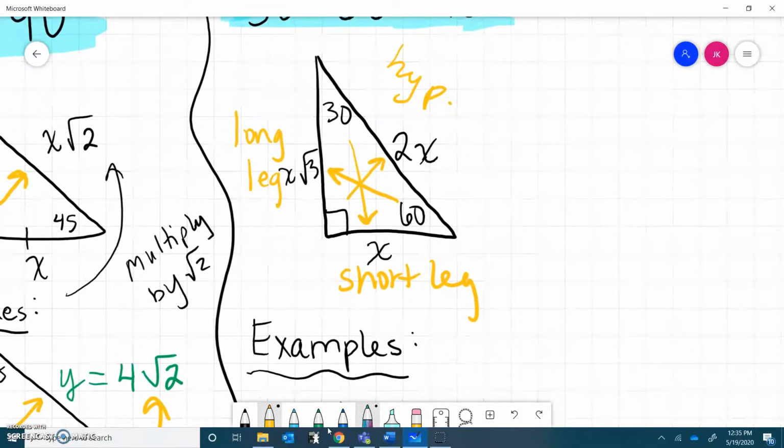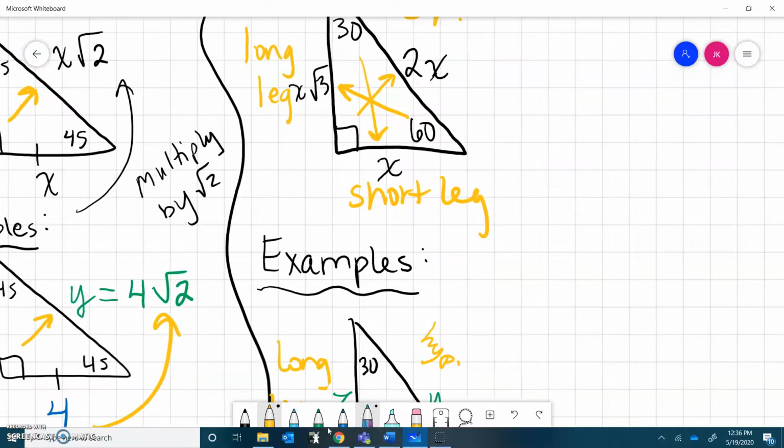Now everything here can really be based around the short leg length. Whatever that short leg length is, the hypotenuse is just twice that length, and the long leg is root 3 times the length of the short leg. So that's why you can see our short leg is just represented with an x, the hypotenuse is 2x, and our long leg is x times the square root of 3.